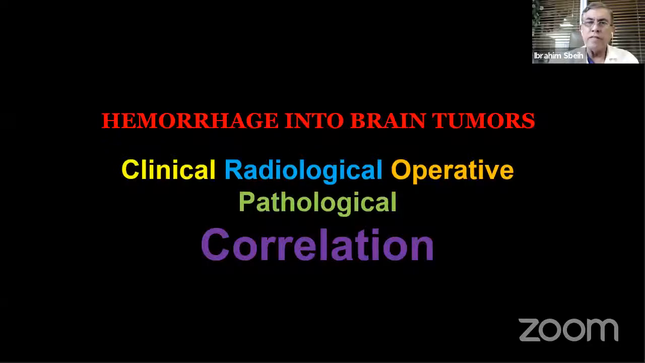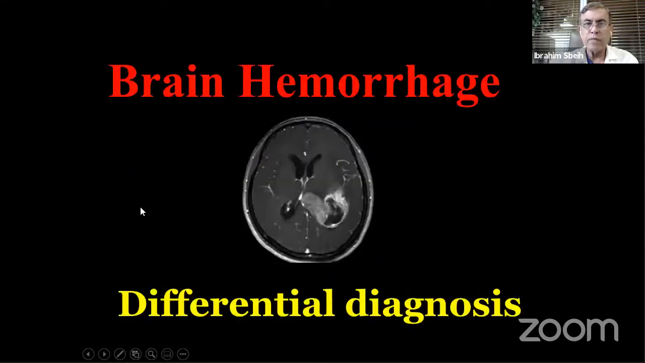Type of disease that we see. And as usual, we will discuss it from the clinical, radiological, operative, and pathological points of view. So whenever you see something like this, brain hemorrhage, it's not only hypertensive bleed or aneurysm. So many differential diagnoses go into this kind of lesions.